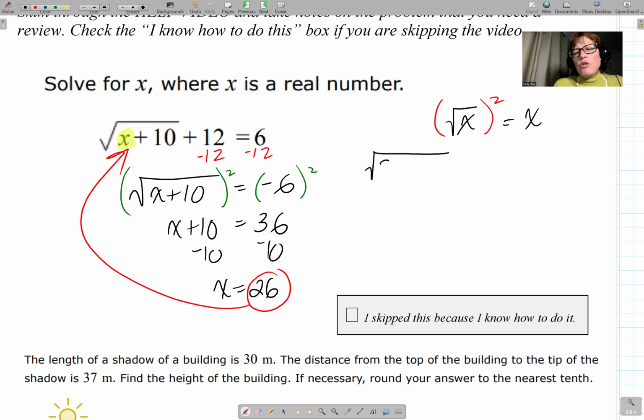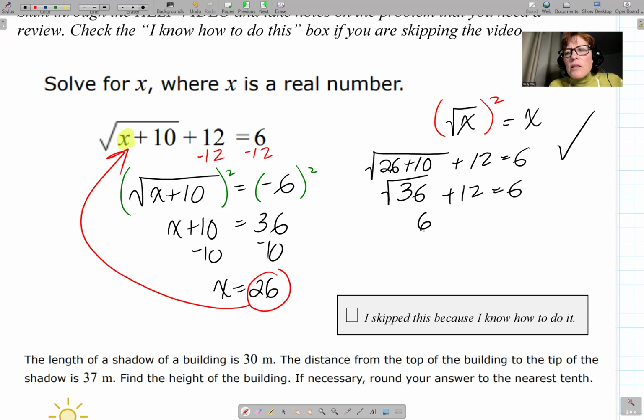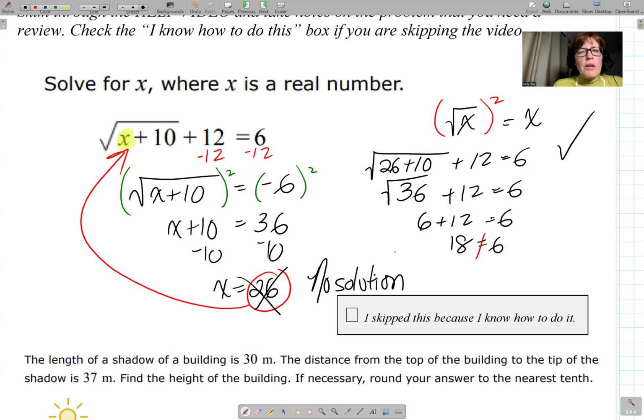So we have the square root of 26 plus 10, plus 12 equals 6. This is our check. This is going to be the square root of 36 plus 12 equals 6. The square root of 36 is 6, plus 12 equals 6. 18 equals 6. You're like, wait a minute, that's not a true statement. Guess what? Then 26 is not the solution. So when you solve it and plug it in, if it doesn't work, you're going to be checking the box that says no solution. If you do plug it in and it does work, then you know it works.